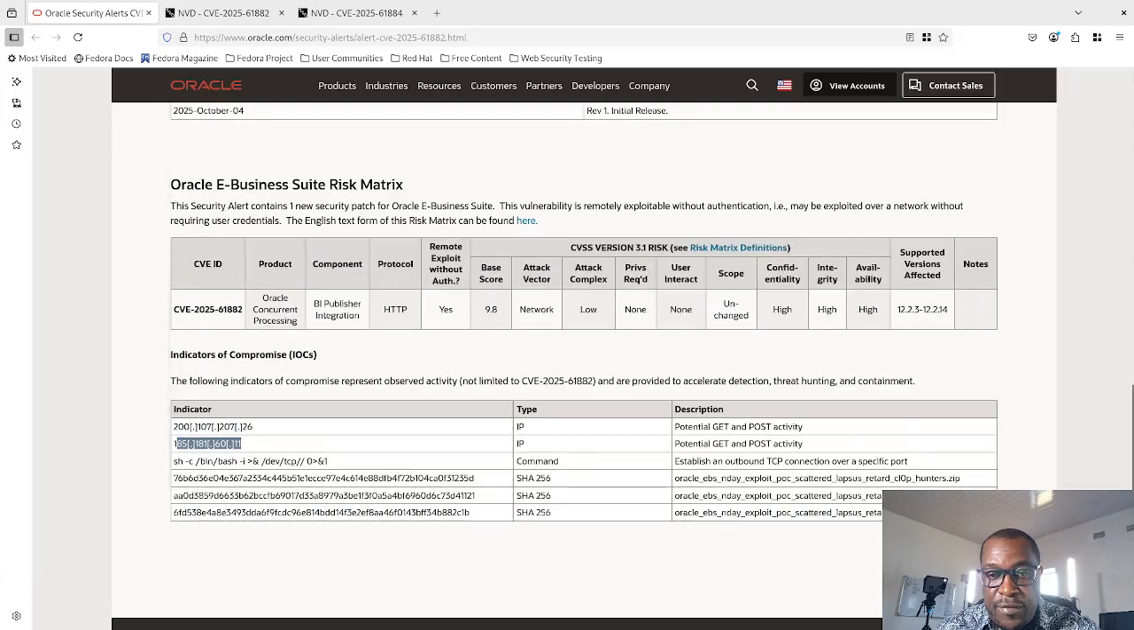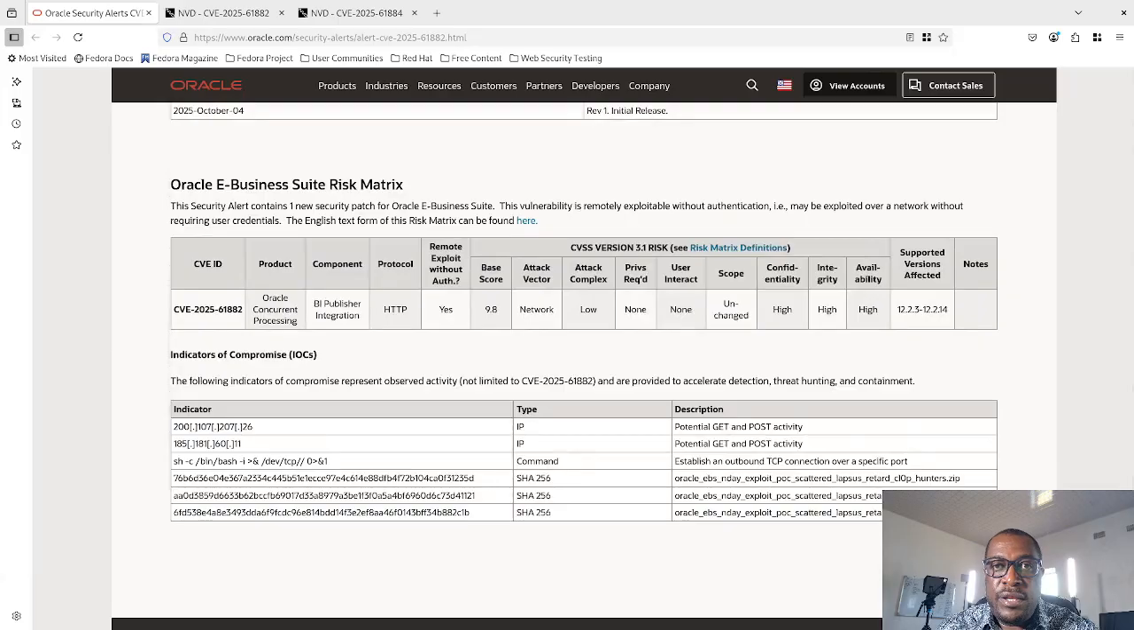So if you are running Oracle E-Business Suite, this is the table of indicators of compromise. You might not get much traction with the IP addresses because the chances are the hackers have changed them. But if you are running a SIEM in the SOC, you might be looking for commands like sh -c /bin/bash, which looks like a reverse TCP shell that is initiated.